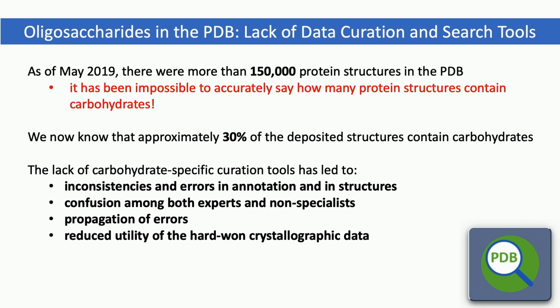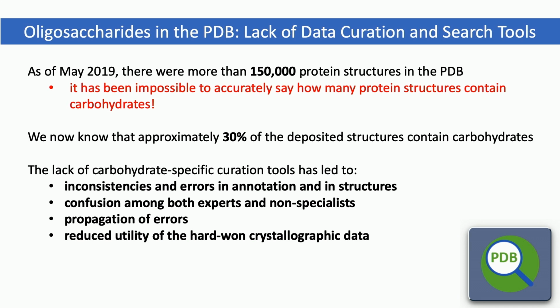And it's been extremely difficult to locate sugars or to assess their quality. So the simple question of how many sugars are in the Protein Data Bank has been unable to be answered until now. It turns out that of about 150,000 deposited structures, 30% of them contain sugars. And because of the lack of tools previously, many of those deposited structures have errors in their annotation or in their structure, and this leads to confusion among experts and non-specialists together.